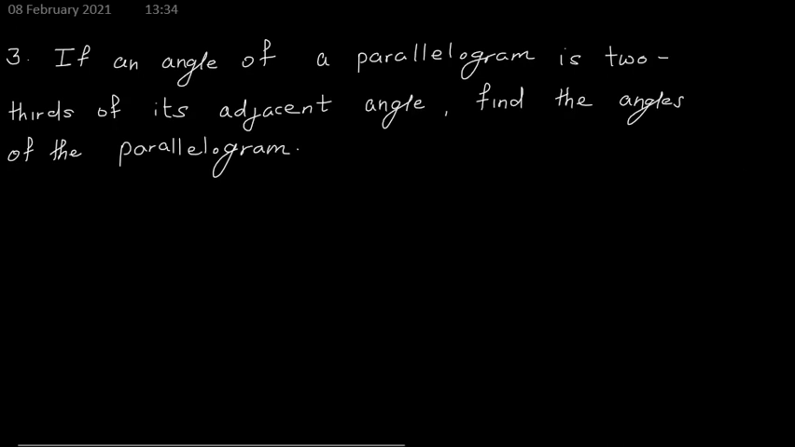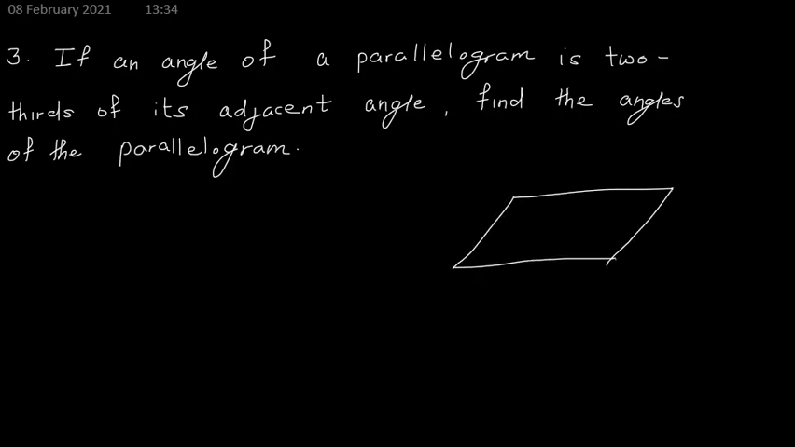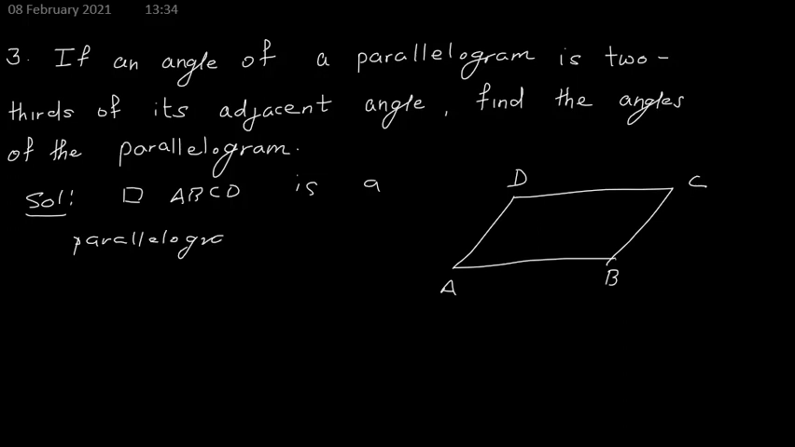Okay, third question. If an angle of a parallelogram is 2/3 of its adjacent angle, find the angles of the parallelogram. We know the property of a parallelogram that opposite angles are equal. So if we know two adjacent angles, then the other two angles we can find. So here in the solution, we will say that this quadrilateral ABCD is a parallelogram.